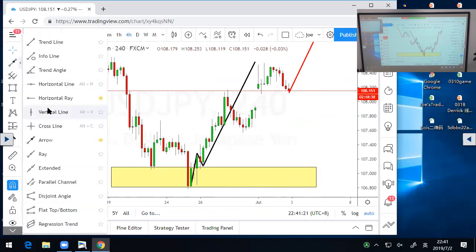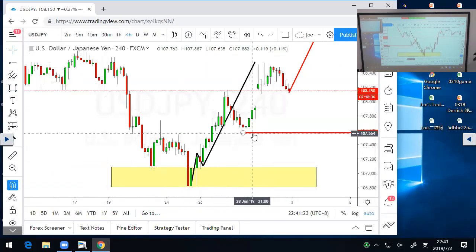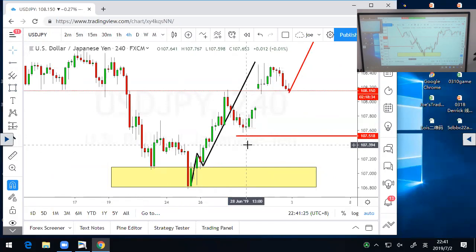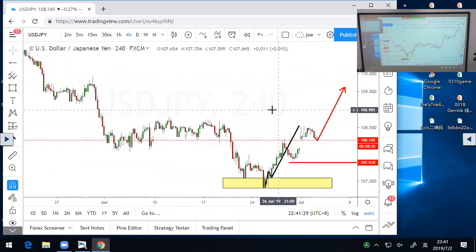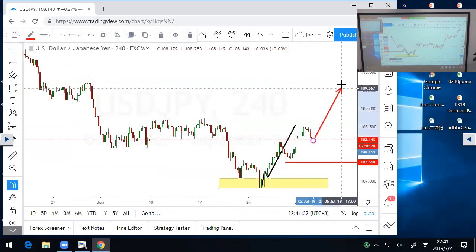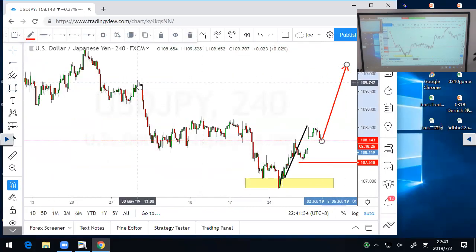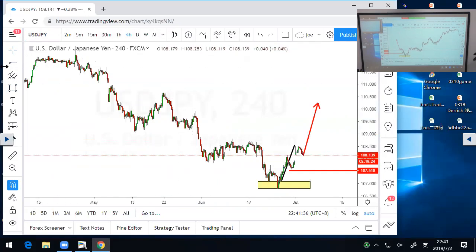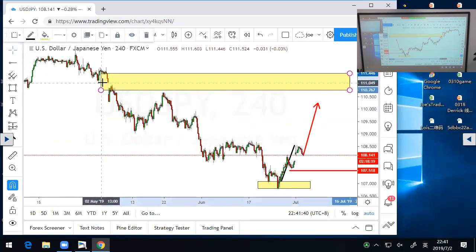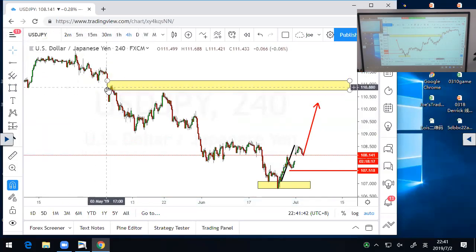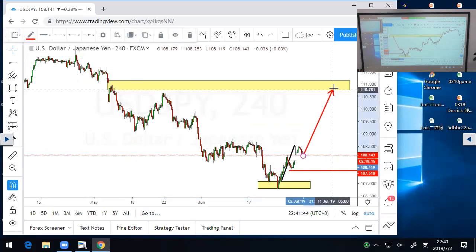Your dollar yen stop loss is now recommended to be set below 107.50. This is your stop. You can buy from here and aim for 109.50 and even 110.25. I'm thinking it may even close a gap here. You remember there's a small gap here. So that will be our final target.